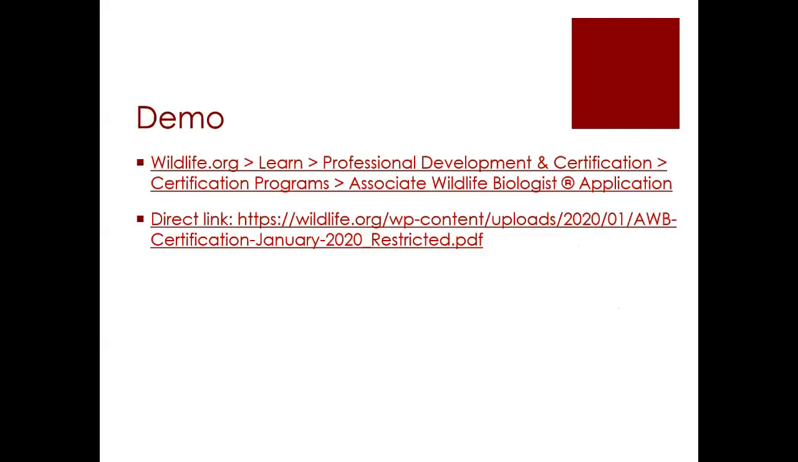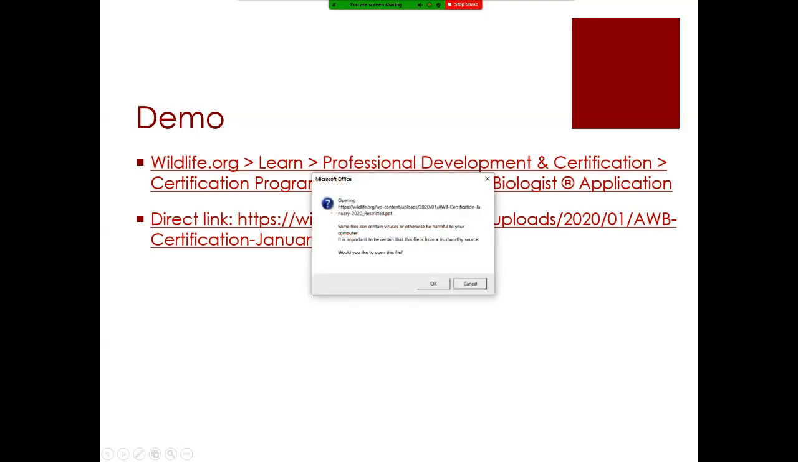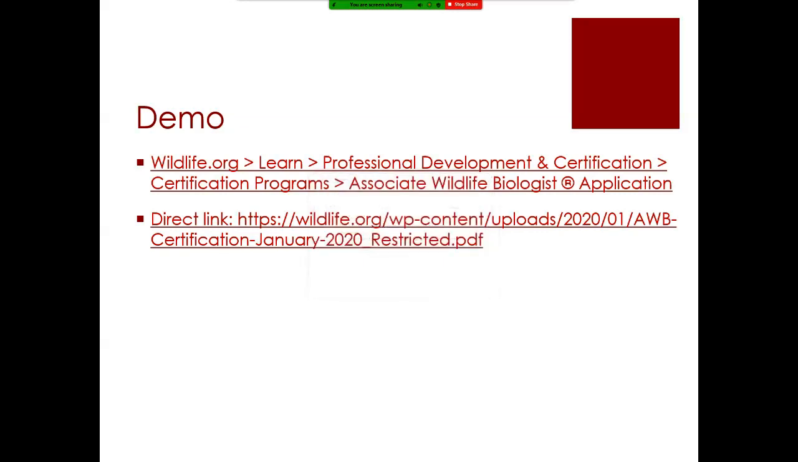I'm going to go through a demonstration next. There is a direct link to the application, but just in case the URL changes, say in the next year or so, the way you would get to it is by going to wildlife.org, so their main website, and then learn, professional development and certification, and certification programs, and then the associate wildlife biologist application. I will open up the website now.